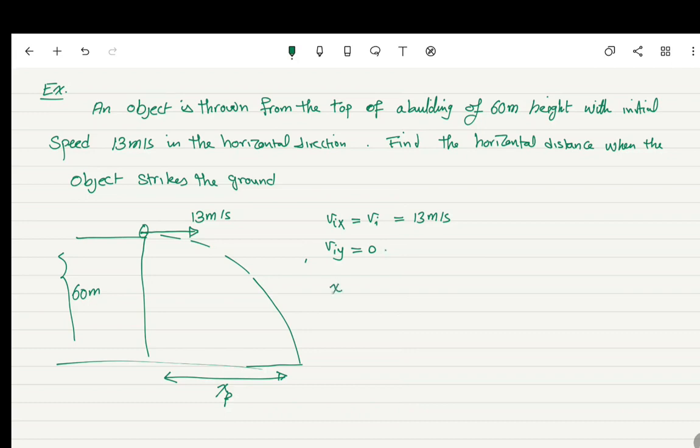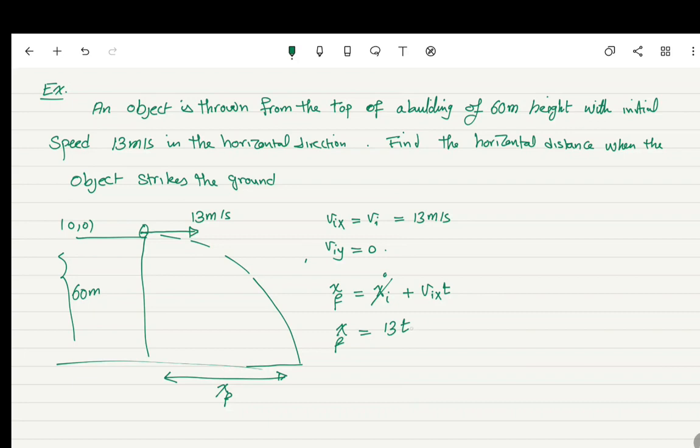So x final in this case here, that's what we need here, equals x initial plus the initial x velocity times t. Now, in this equation here, remember, if we consider this is the origin, so this is 0, 0 here, x initial is 0, so x final in this case equals 13 t. So we're still missing the time in this equation here.